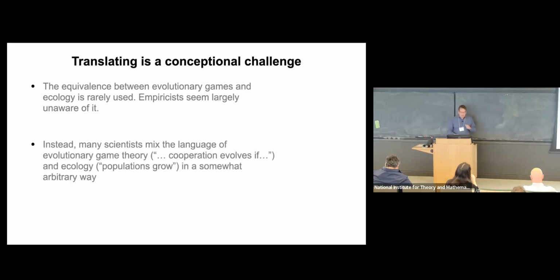And instead, many of us mix the language of evolutionary game theory and ecology in a somewhat arbitrary way. For example, we say cooperation evolves, and then we look at growing populations. It can be okay, but we have to be a little bit careful. And the last thing is this change in the number of types is almost always ignored. So I don't know people who would take this seriously in empirical work and say, okay, let's add a third type.